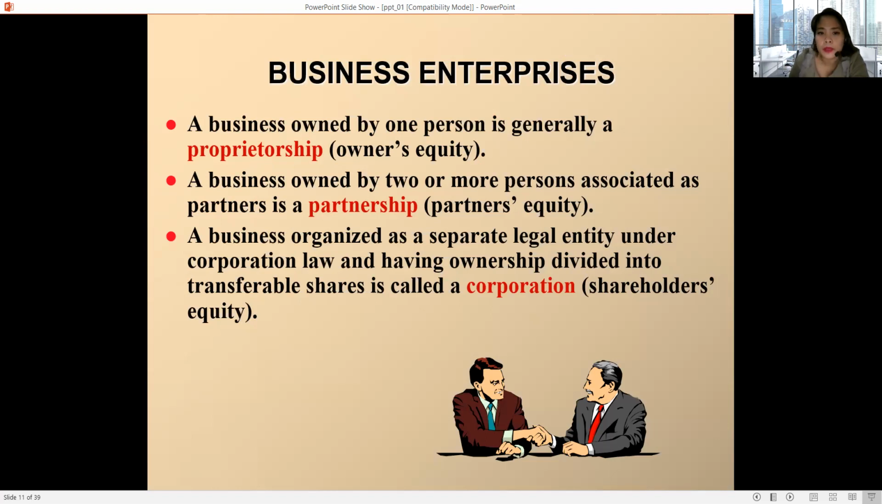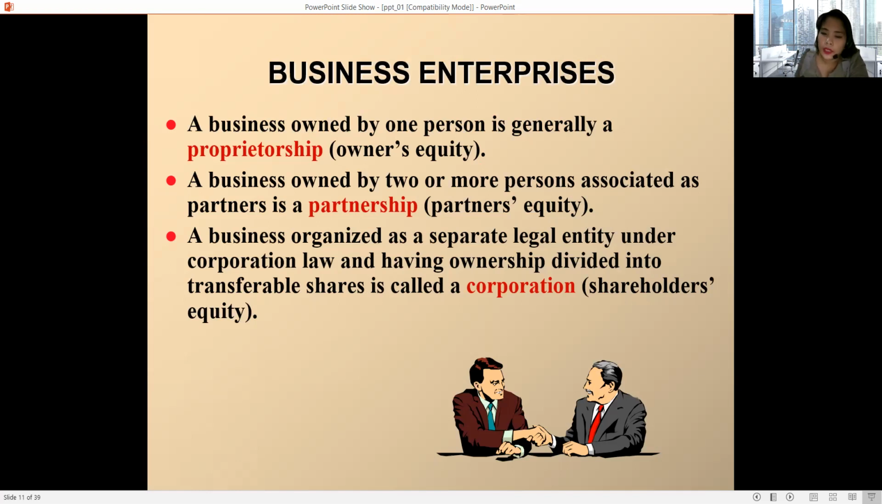Partnership naman is business owned by two or more persons associated as partners, okay? So two or more. So for example, ako may pera, ikaw may pera, siya may pera, and then pinagsama-sama namin yung pera, nagtayo ka ng business, nagtayo kami, for example, ng coffee shop. So it's not single proprietorship anymore. It's a partnership.